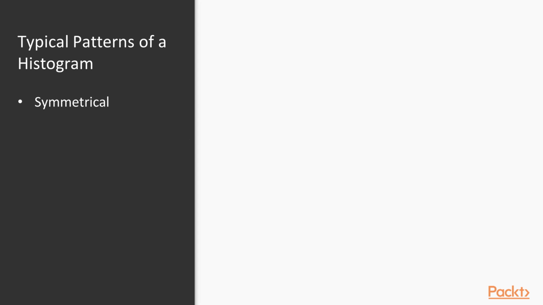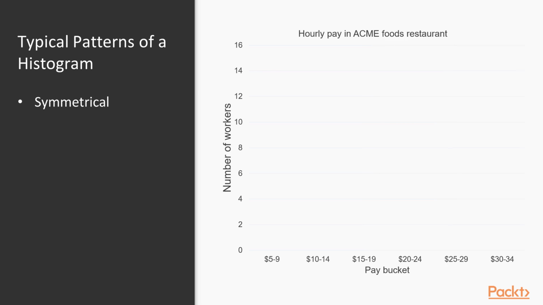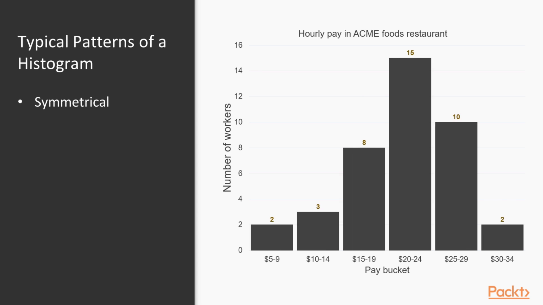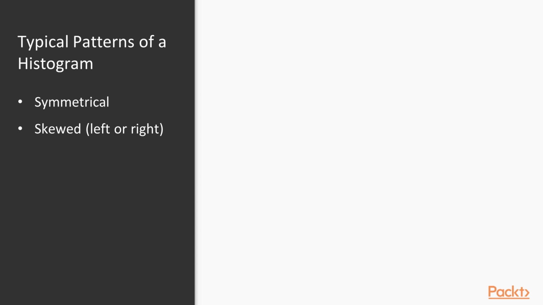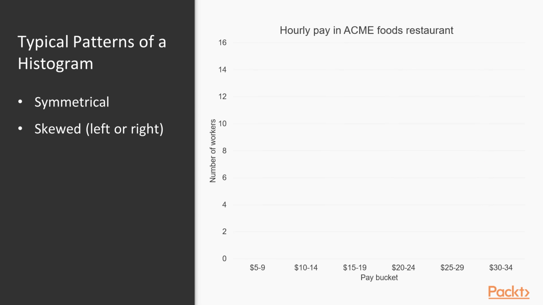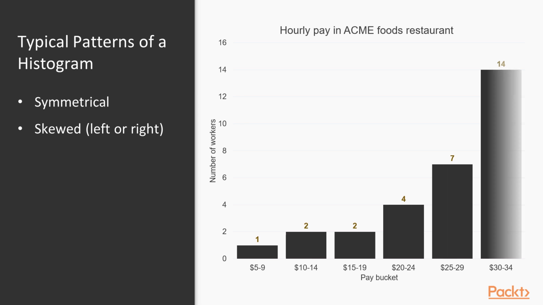The first and very common is the symmetrical pattern, and this is the pattern that we already saw when we were building our fictitious Acme Foods salary dataset. And it looks like this. This is the familiar chart that we've just built, and the shape of it looks like a bell-shaped curve, and if you know statistics, this is the shape of a normal distribution.